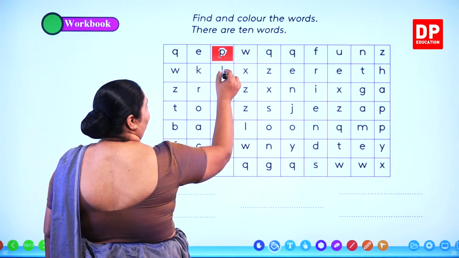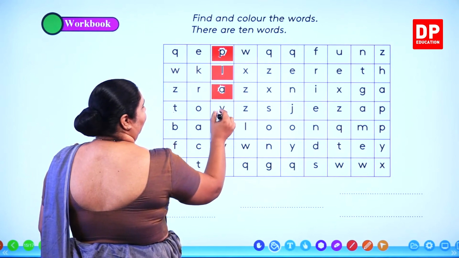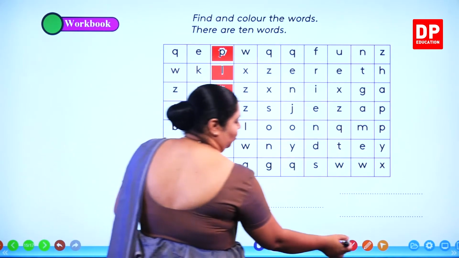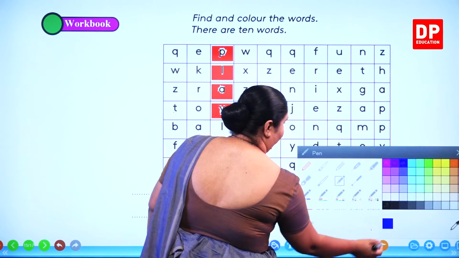Play. P-L-A-Y. Play. So we will write that word now very quickly.